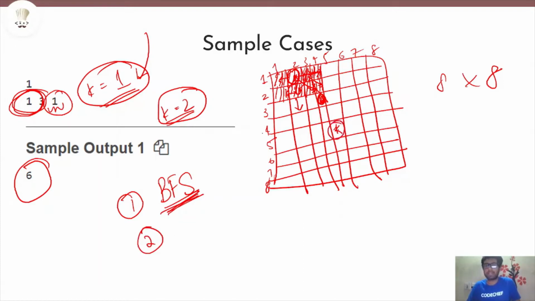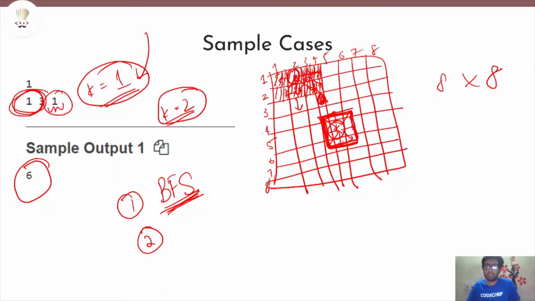Now, if the king is here and at most one move, how many cells can the king visit? We just discussed this, the king can go up, it can go down, it can go here, it can go here, or it can go in the 4 diagonal directions also. So this becomes sort of a box. These are the cells around the king that can be visited by the king. If the king is in the center, this box of cells that I have drawn are the cells that can be reached by this king in one move.